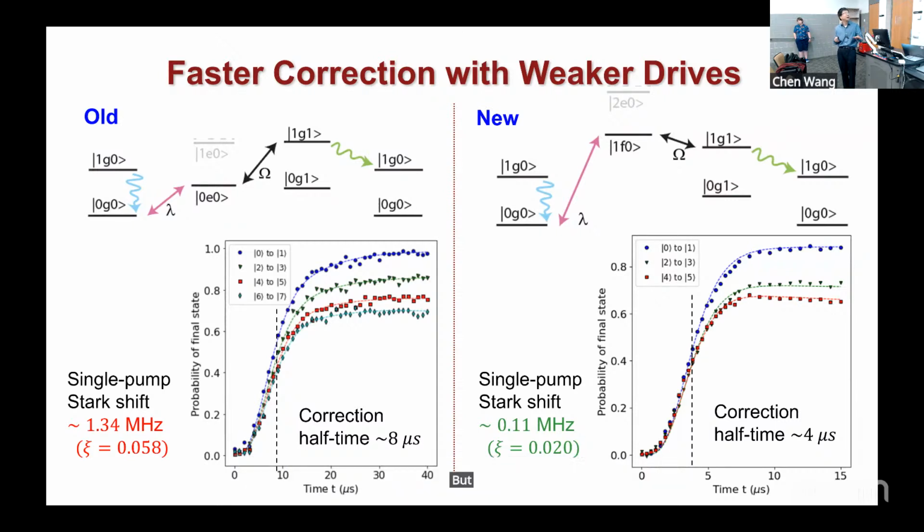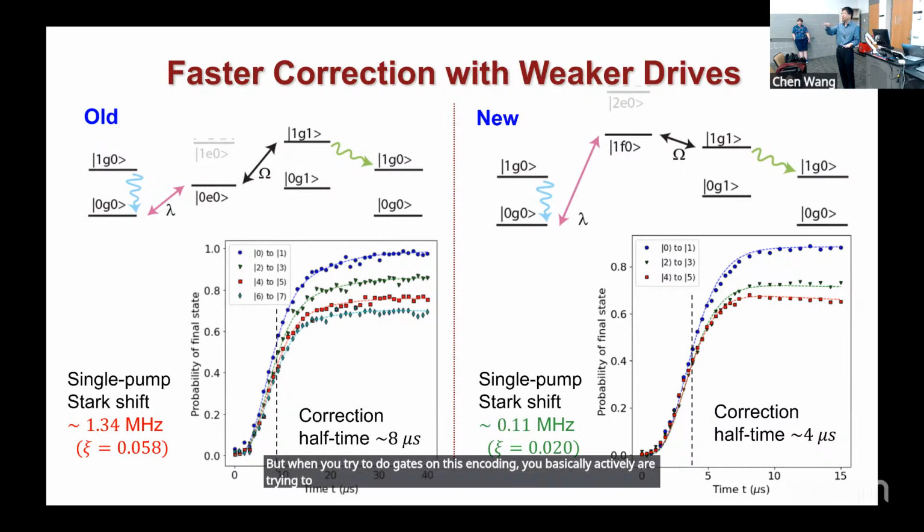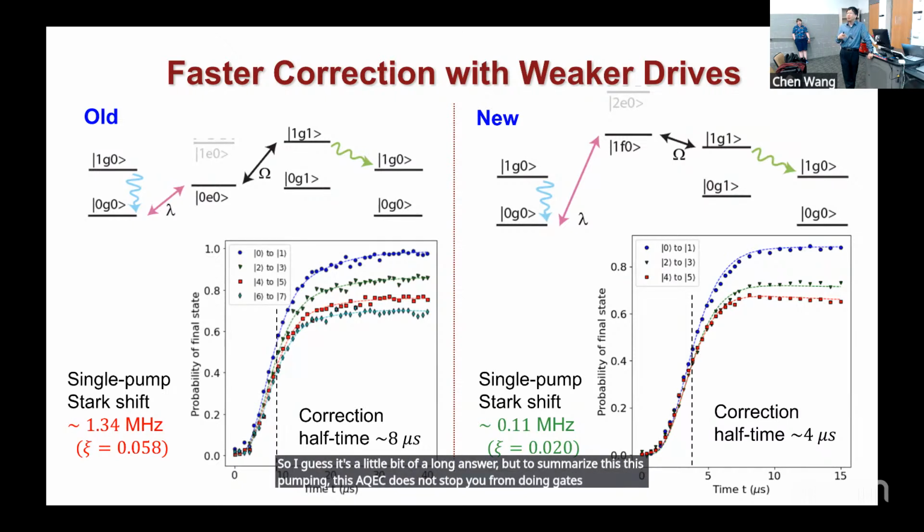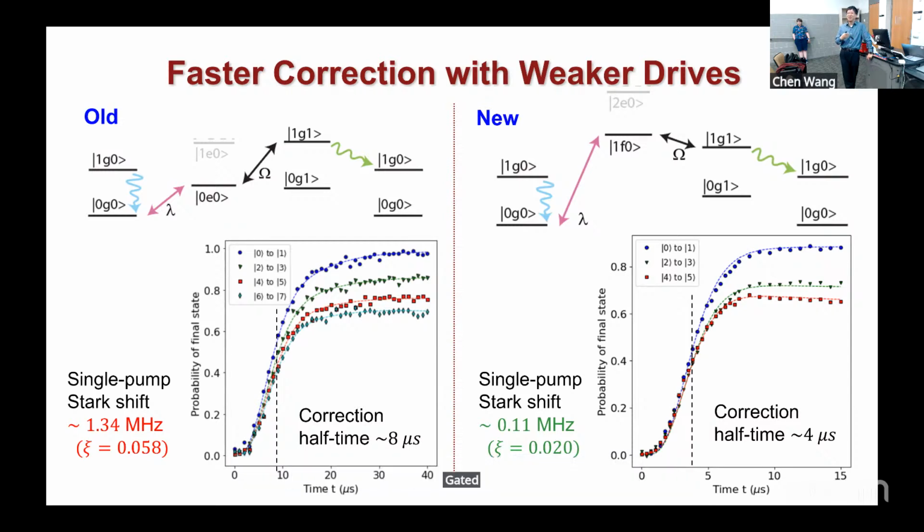But when you try to do gates on this encoding, you are actively trying to excite your ancilla to draw the resource there in order to do the gate. And therefore the 99% fidelity, if you want to do gates on the cat qubit, is going to be primarily limited by the T1 error of the ancilla, which this code doesn't correct for. So it's a bit of a long answer, but to summarize, this pumping, this AQEC, does not stop you from doing gates, but it doesn't quite give you a big benefit in terms of improving gate fidelity yet, because it doesn't correct the ancilla error, which happens during a gate.